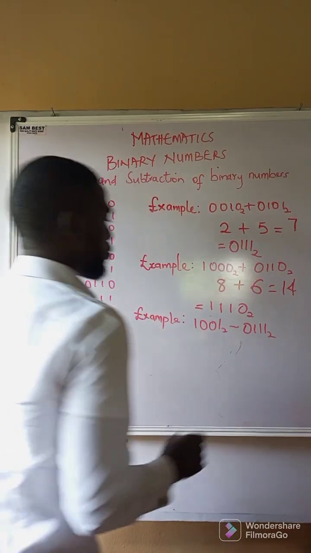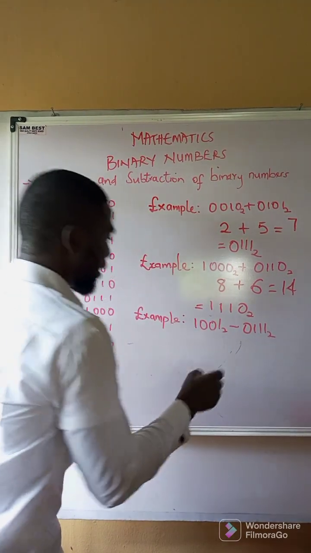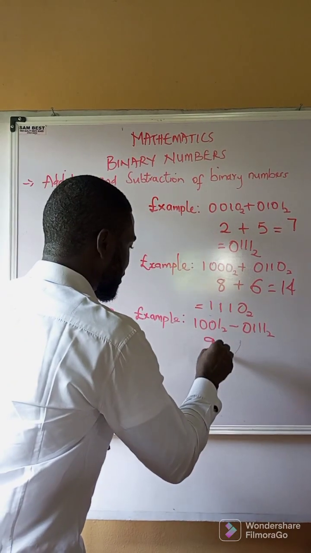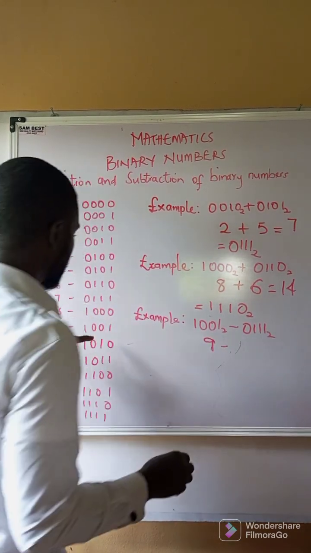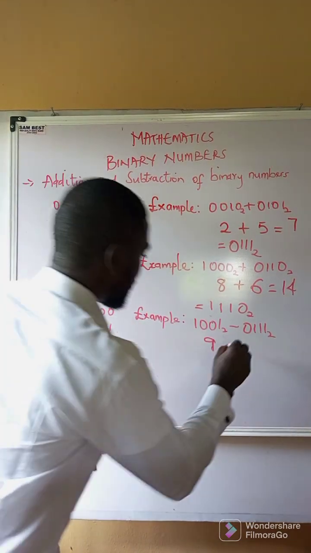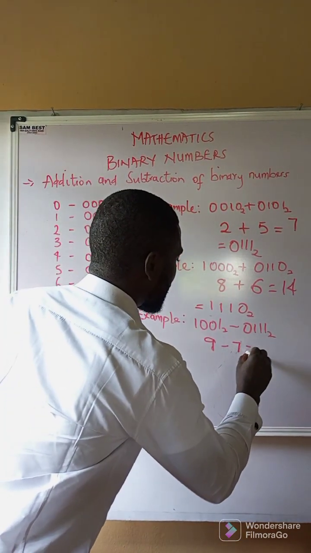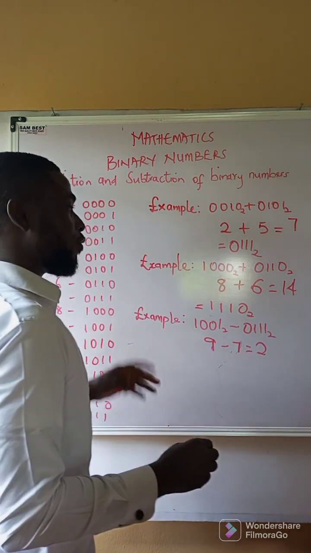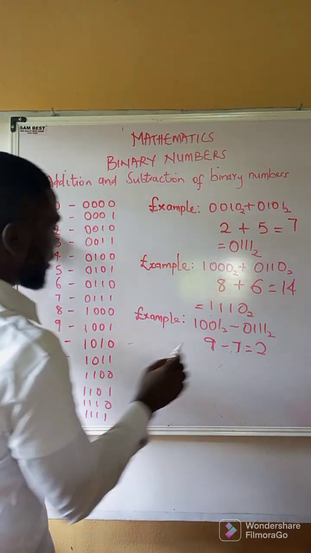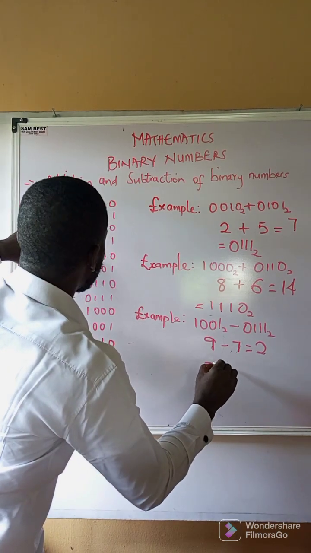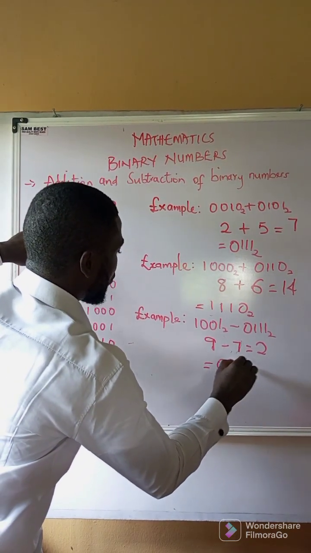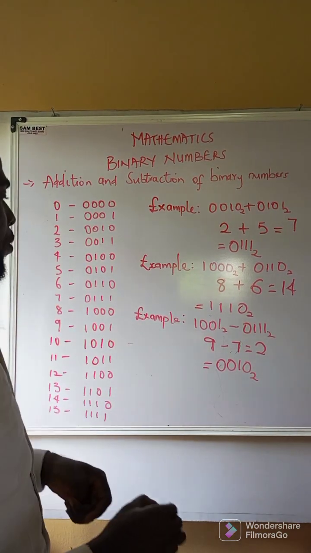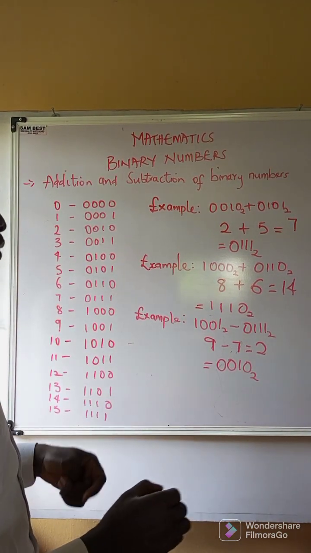So that is 2. The same method, but this time we are subtracting. 1, 0, 0, 1 is 9, minus 0, 1, 1, 1 is 7. The answer is 2 with the natural numbers, but for binary, 2 equivalent is 0, 0, 1, 0. Okay, so here we go.